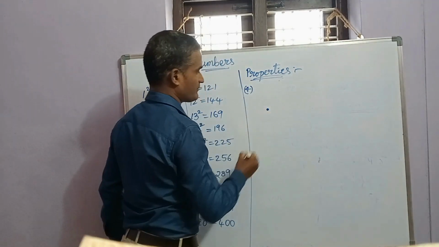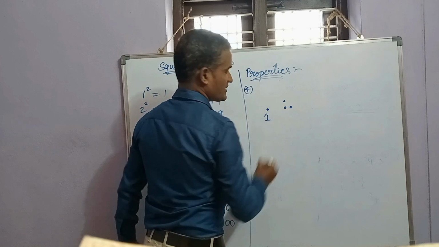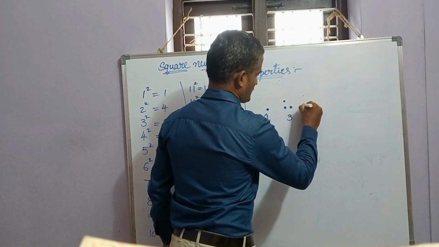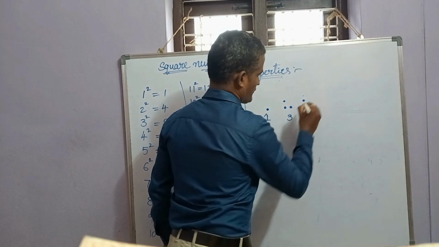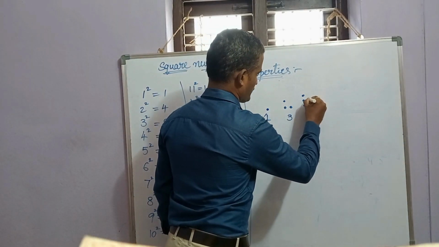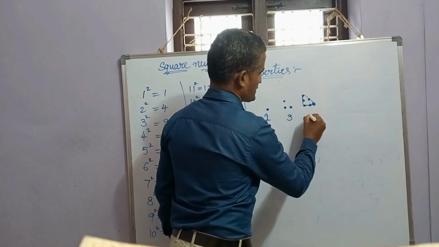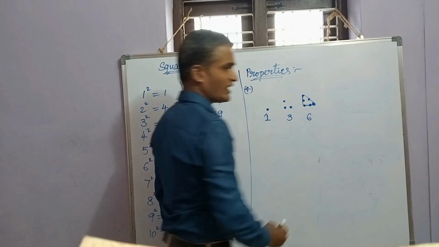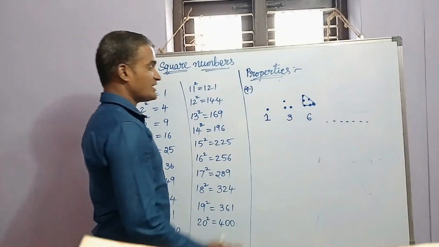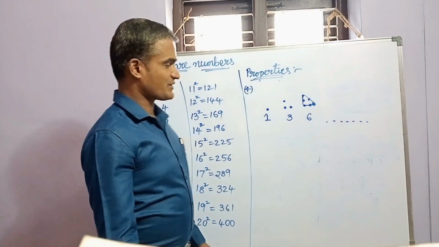1 is a triangular number, and 3 is a triangular number, and 1, 2, 3, 4, 5, 6. You see this is one triangular number, 6. 1, 3, 6. Okay, like this continuously you get many numbers. So these are all triangular numbers. Any two consecutive triangular numbers, if you add, will form a square number.